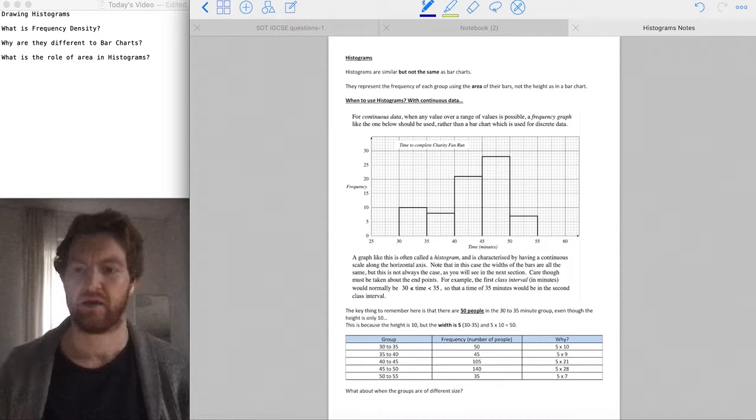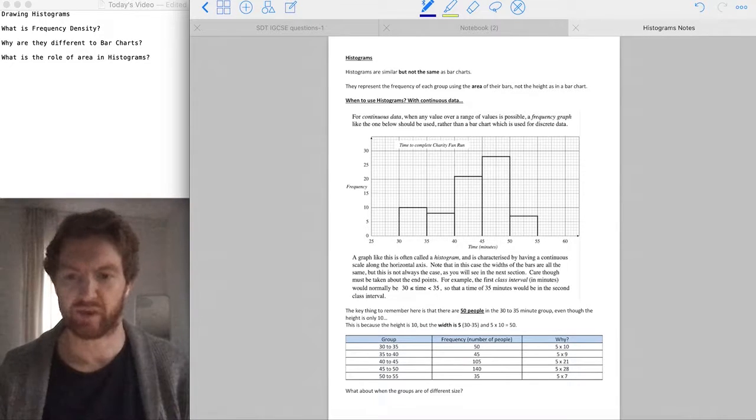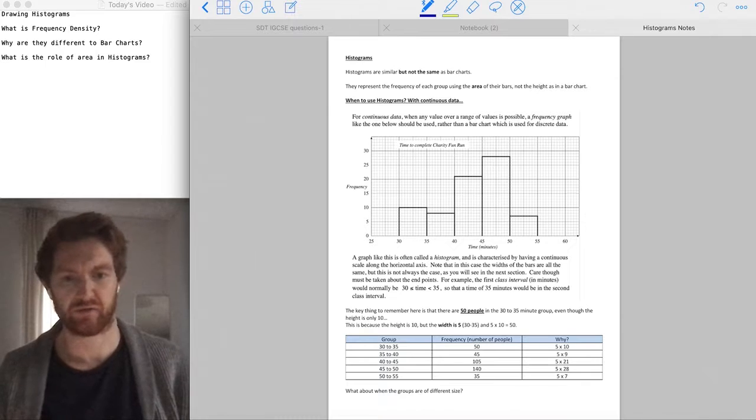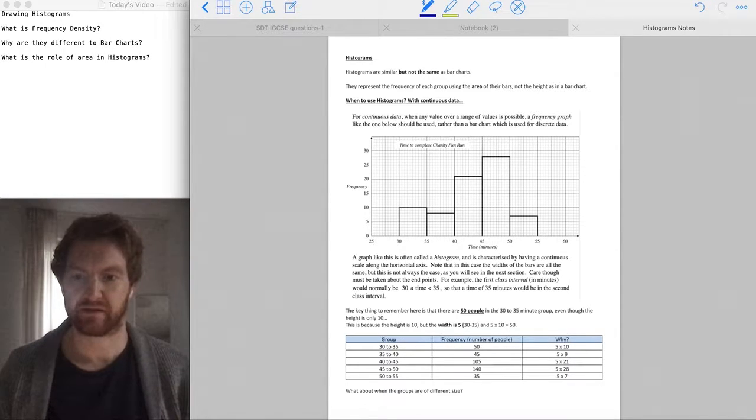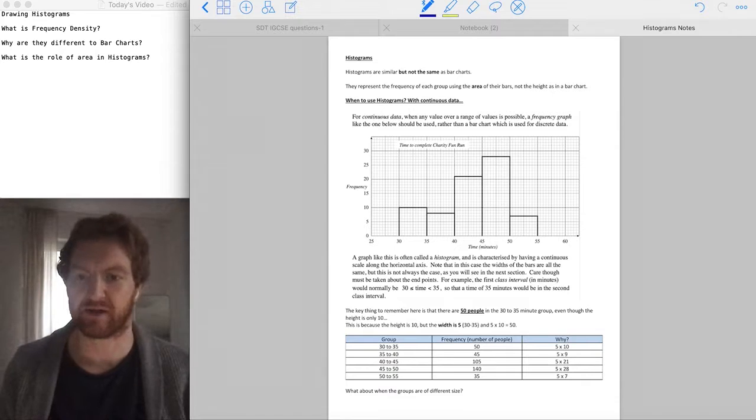Above there. Hopefully you've already had a little look at the notes page, and I've just got the first page there, which we're going to talk a little bit about, and then we're going to do a couple of examples together. And when we're doing histograms, just remember that they're not bar charts, even though they look the same. Just try and answer the 3 key questions, which are above.